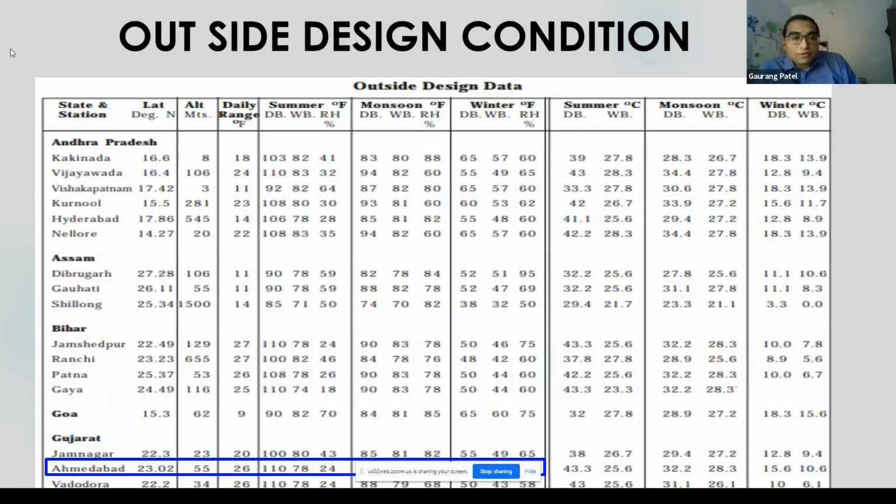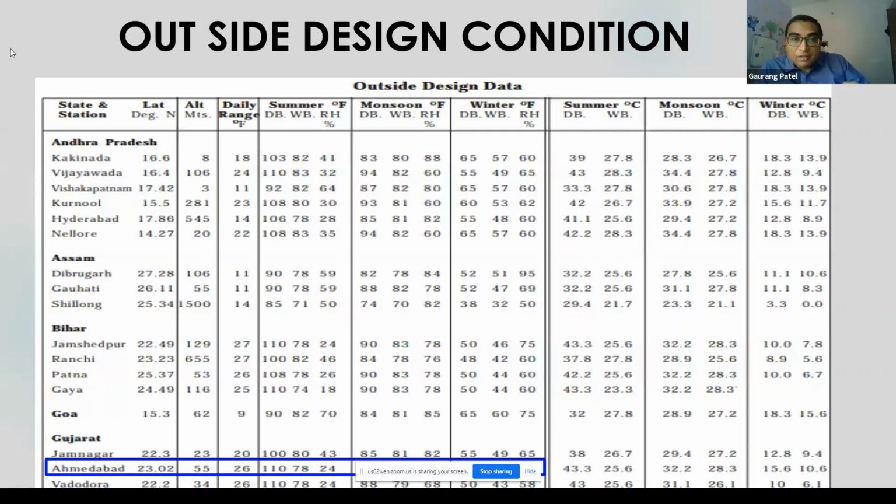The second one was the outside design conditions. Every city has different outside conditions. For example, I gave two examples, Ahmedabad and Mumbai. Ahmedabad is quite far from the seashore, so it has a dry atmosphere, with a high dry bulb temperature and low wet bulb temperature. At the same time, in Mumbai the dry bulb temperature is comparatively lower, but the wet bulb temperature is higher. The amount of moisture is very high, and RH is very high while designing the condition for Mumbai.